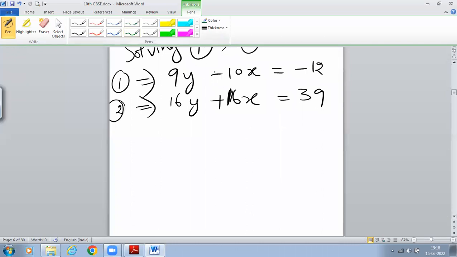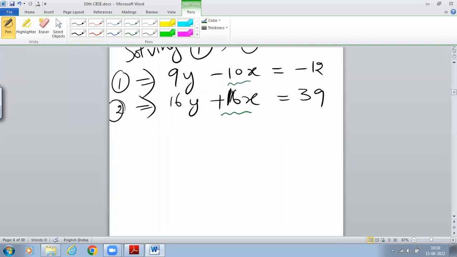Here the numerical coefficient is 10, and here the numerical coefficient is 16, but with opposite signs, minus and plus. That is why I'm choosing this, because they are with opposite signs. Now our aim is to make the x variable have the same numerical coefficient in both equations.